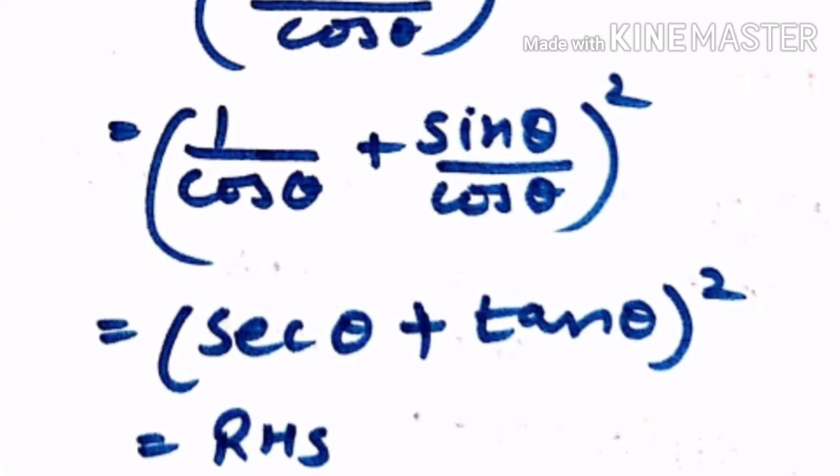You can check in the next step that (sec theta plus tan theta) whole square is our right hand side. Okay students, let us move on to the next question. The next question is question number 29.